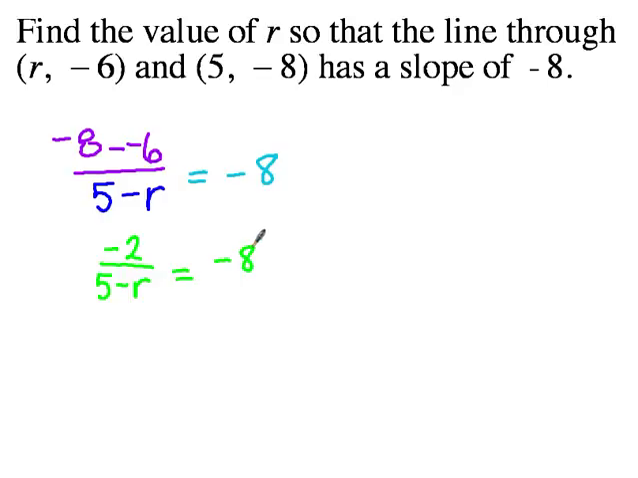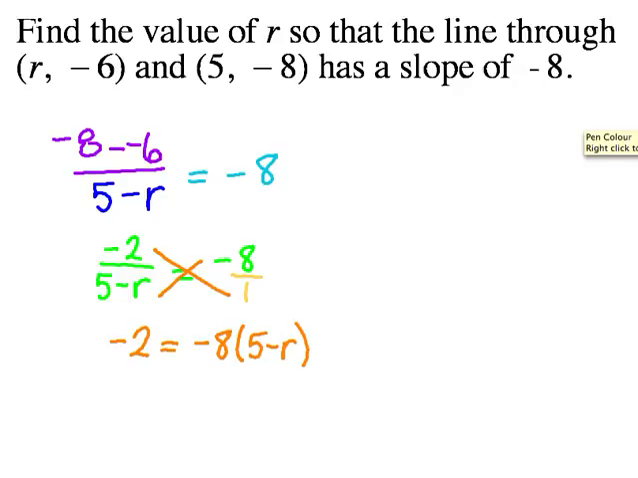Now in that previous problem, we multiplied by like a negative 6 in the denominator. Can I do that here? It's not as nice. So let's do this. Let's make it a proportion. And then let's cross multiply. So what do I get when I multiply those two? Negative 2. On the right side, this is what I get. I get negative 8 times 5 minus r.